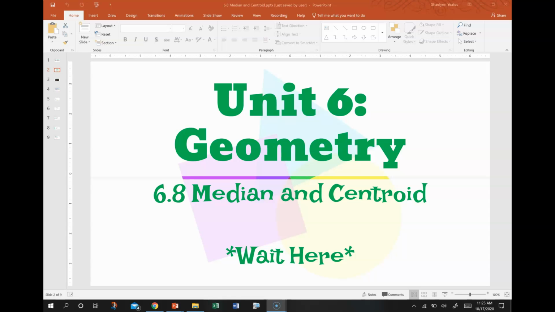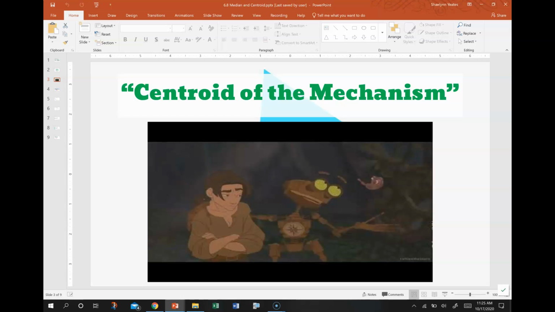Alright, so today what we're talking about is the median and the centroid. Now, there's a movie from my childhood called Treasure Planet. And there's this really weird robot. He's very strange, and he's literally lost his mind, like his memory chip, he's lost it. And he starts talking about something called the centroid of the mechanism.